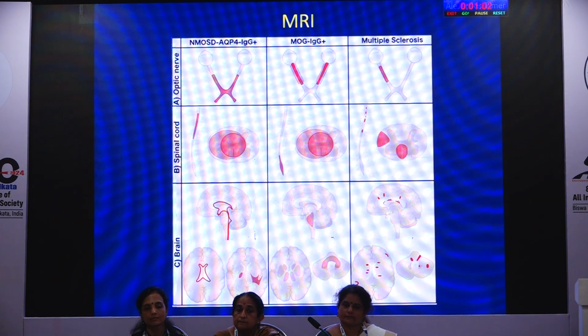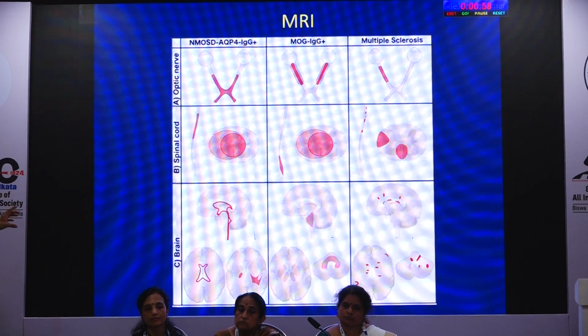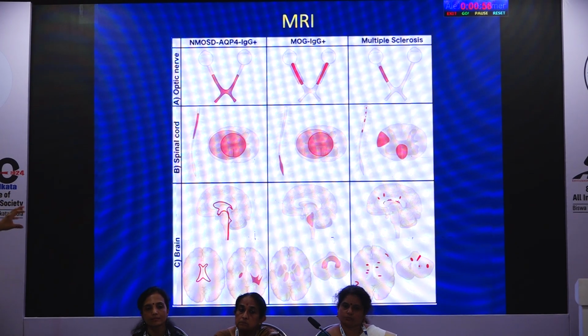I'll just show you the photograph. The first one on the left is the NMO. So you have long tract involvement going right up to the chiasma. In MOG, you have long segment involvement but it remains anterior. Multiple sclerosis is going to have short segment involvement, and just that part of the optic nerve is going to be affected. The brain features are also very different.